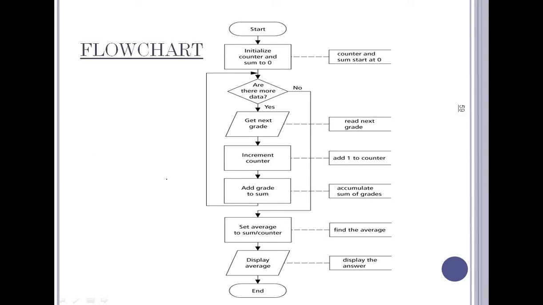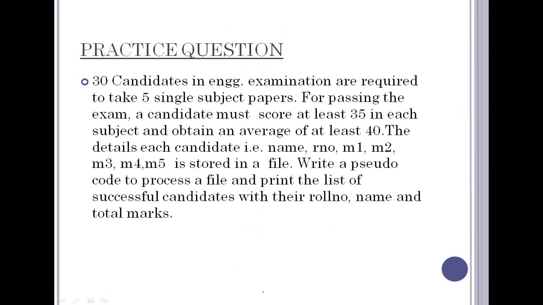Here we have one example where we initialize the counter and the sum to 0. If there is some data, at that time we will get the grade, increment the counter, add the grade to the sum, and again go to the decision box. In this way we read the grade, increment the count and accumulate the sum of the grades. If no more data is there, we will calculate the average and display the average, and after that we will use the end terminal.